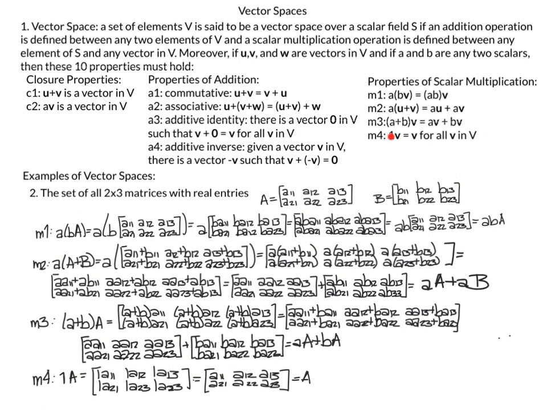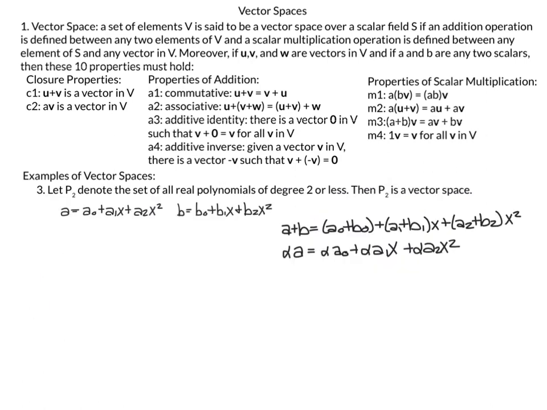So M4, I need the one scalar times a vector is equal to a vector. So 1 times our matrix is just equal to our matrix. So now because this space of 2 by 3 matrices with the regular matrix addition and scalar multiplication, all 10 properties hold. That means this is a vector space. So I did spend a lot of writing to prove that, but there are 10 properties to prove.